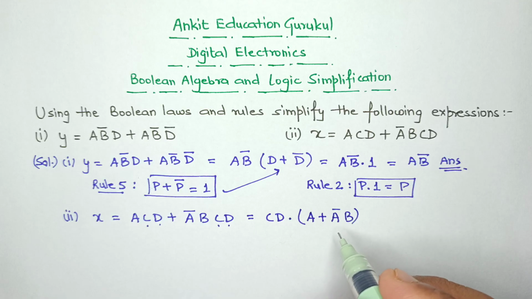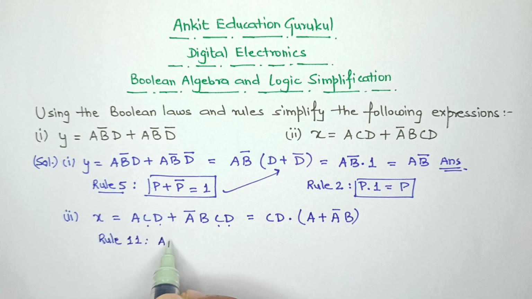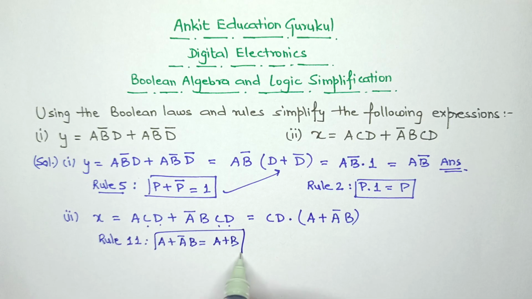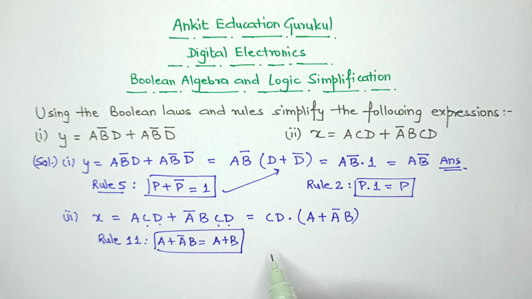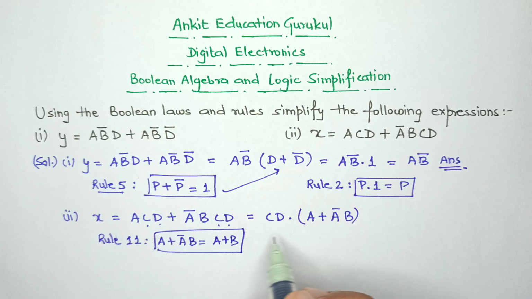Now applying rule number 11, which says that A + A'B can be written as A + B. However, we already have a rule here, but if you want to see the complete derivation of this rule in this very expression, we can do that. So let us derive how this comes about.